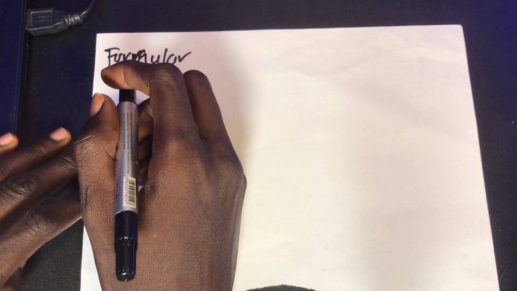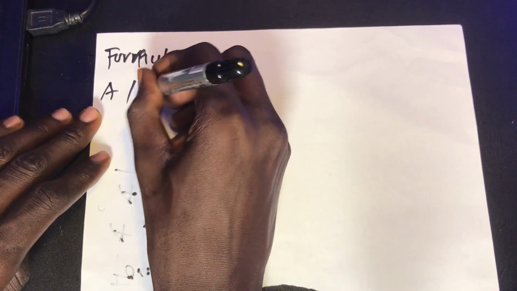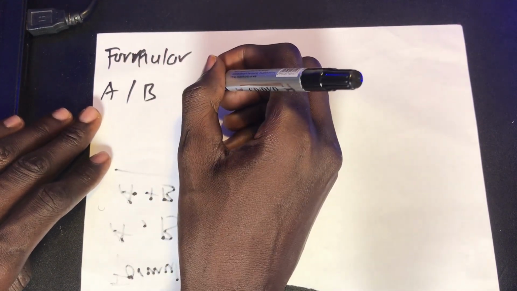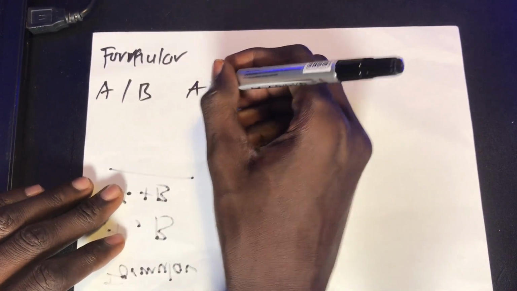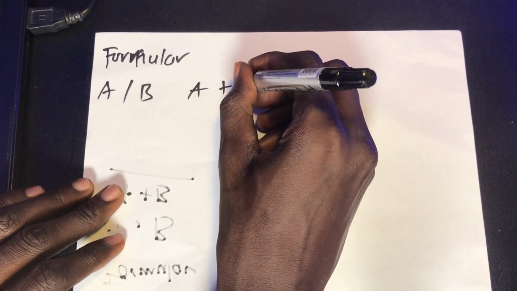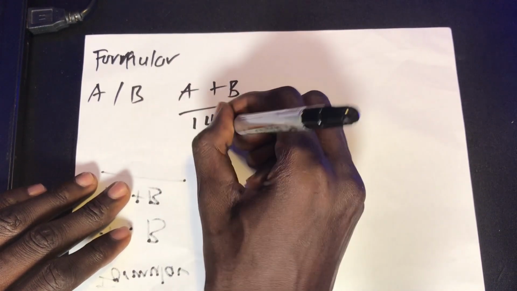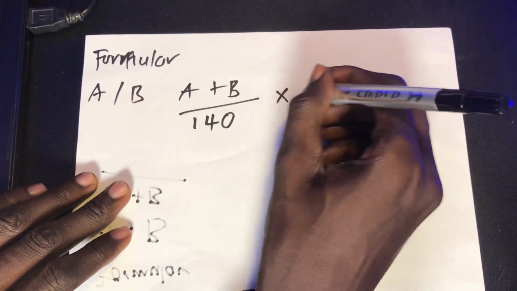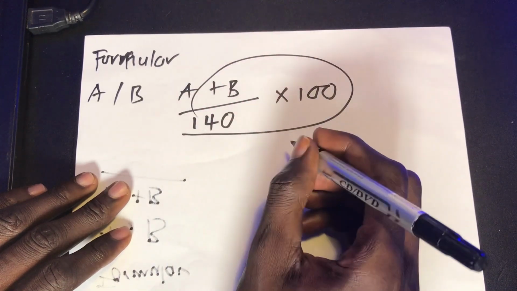Each paper consists of two sections. Section A, and then we have section B. My job is to record each student's mark in section A, so I'll take the section A and add it to section B, and then I'll divide everything by 140. After that, I'll multiply by 100. So this is the formula I was asked to use.